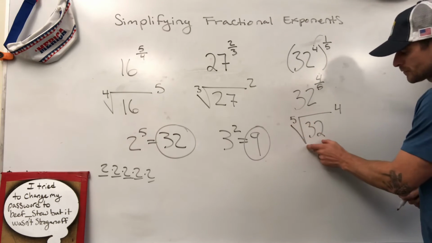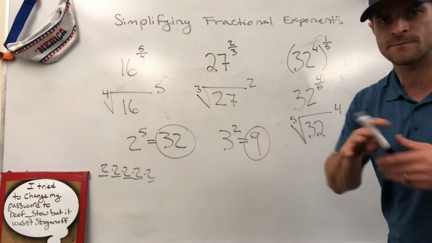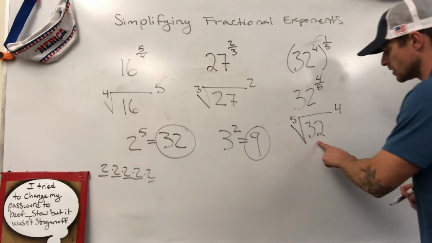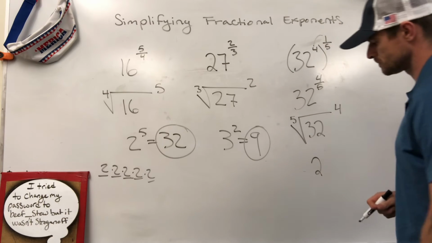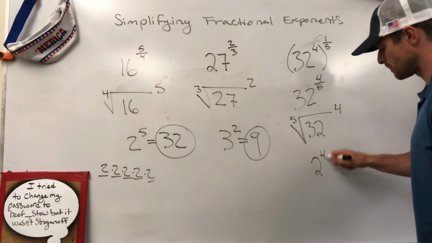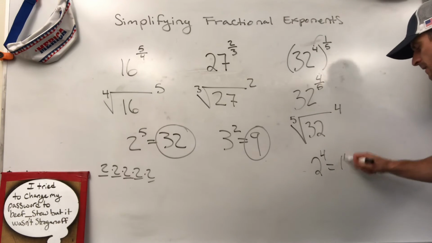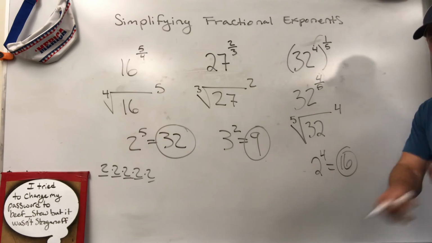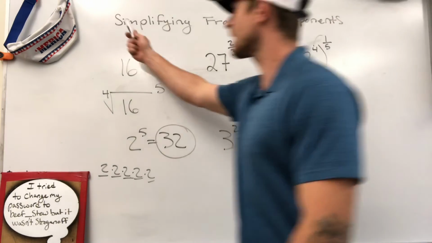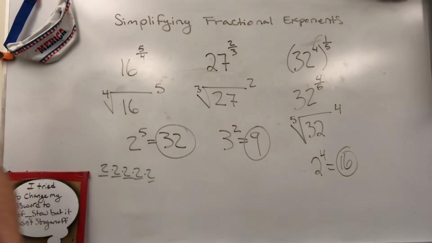The 5th root of 32 means what number times itself 5 times makes 32. That's a 2. 2 to the 4th power comes out as 2 times 2 is 4. 4 times 4 would make a 16 for a final answer. And that is how we simplify fractional exponents.